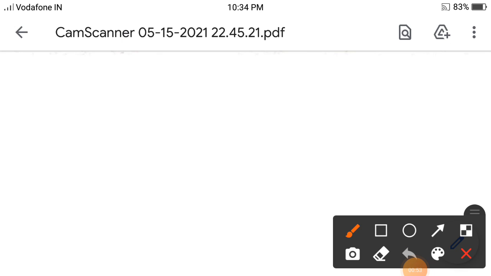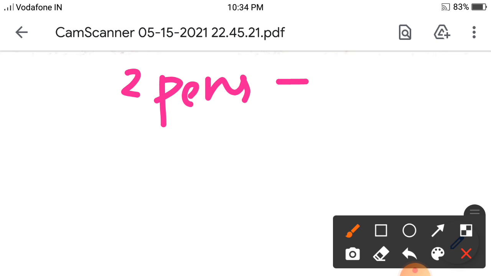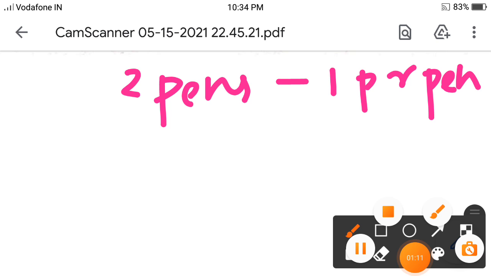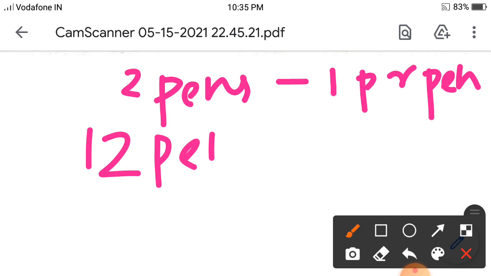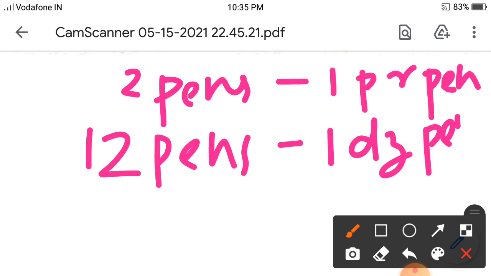Suppose I have two pens. We can say that I have one pair of pens. And if I have 12 pens, we can say that I have 1 dozen pens. Right. So what does it mean?